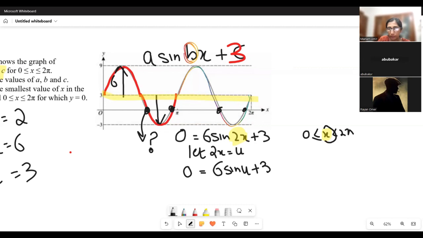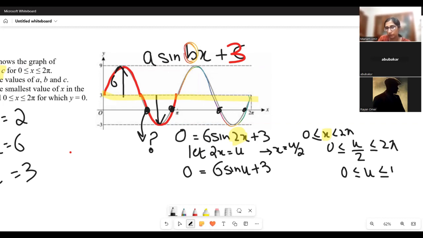Now change the interval into u. So x is u upon 2. So we have 0 less than or equal to u upon 2 less than or equal to 2 pi. So we have 0 less than or equal to u less than or equal to 4 pi. Okay, so now we're ready to solve it.